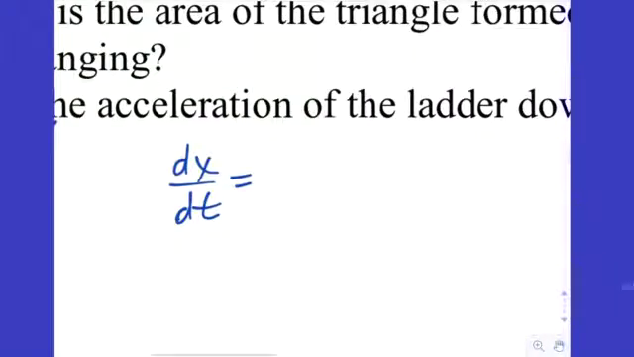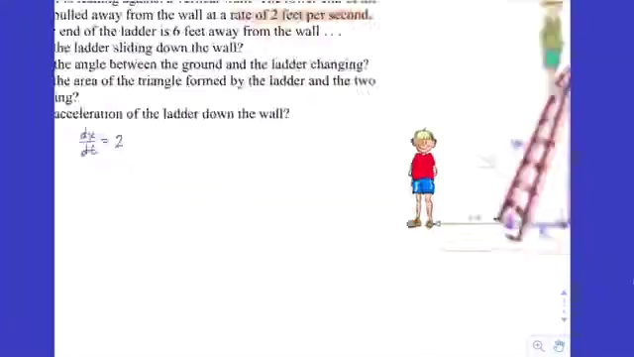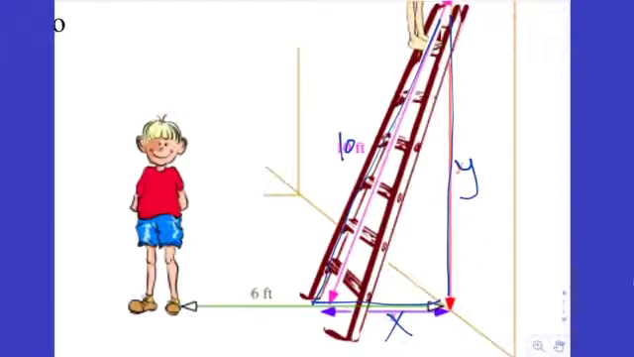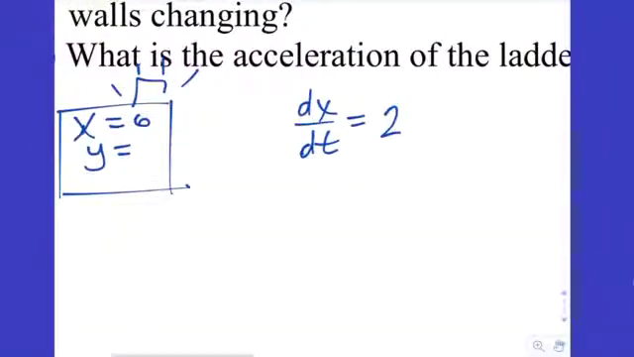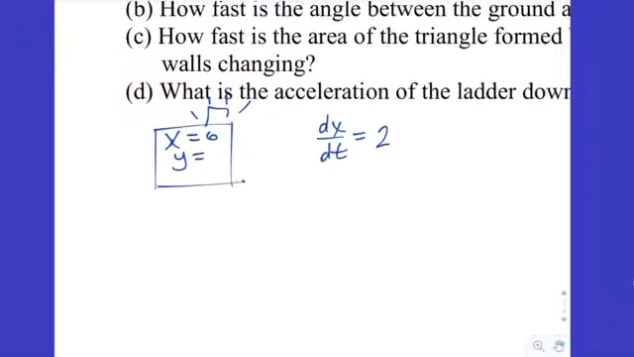And is it positive or negative 2? Positive. Why? x is getting bigger. Right. x is increasing. Good. Just looking at it, y is getting smaller, right? As it's being pulled away from the wall. So dy/dt is going to end up being a negative number. All right, so that's all we had. So now we can move on to part A.